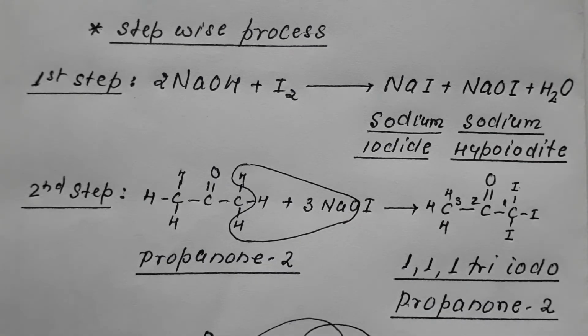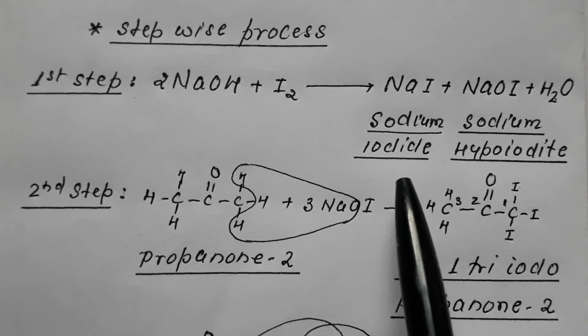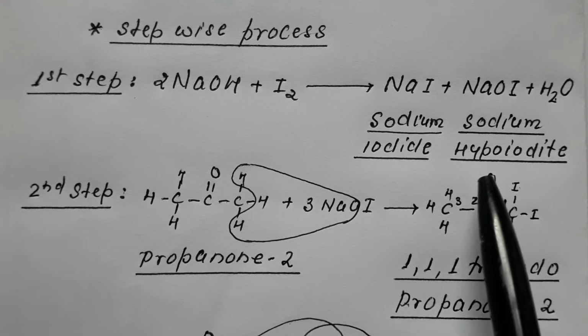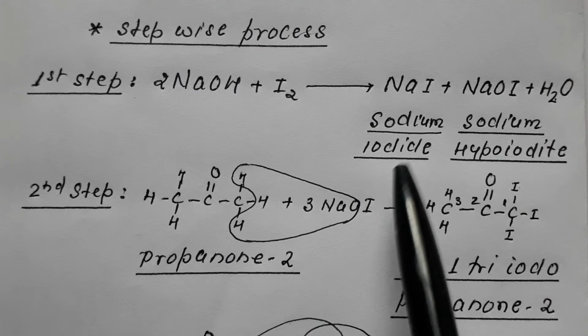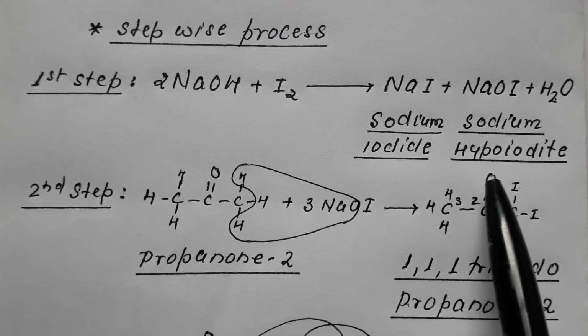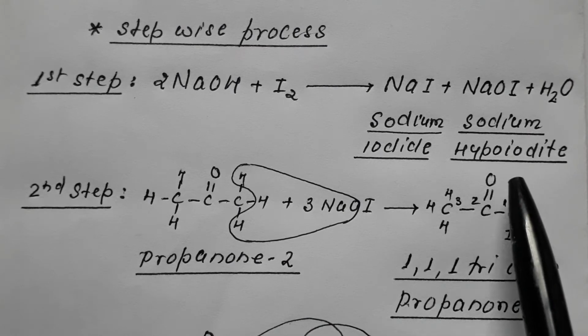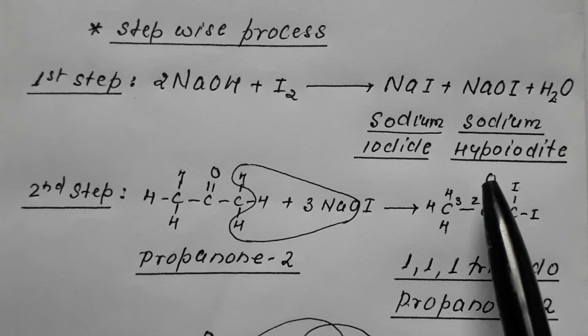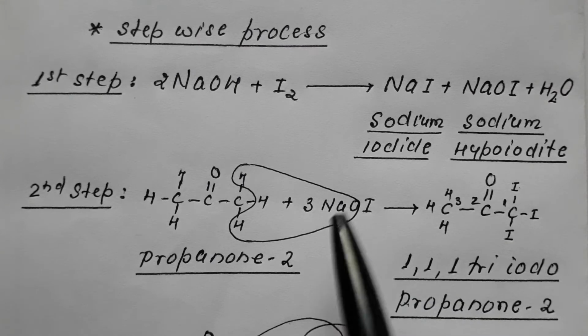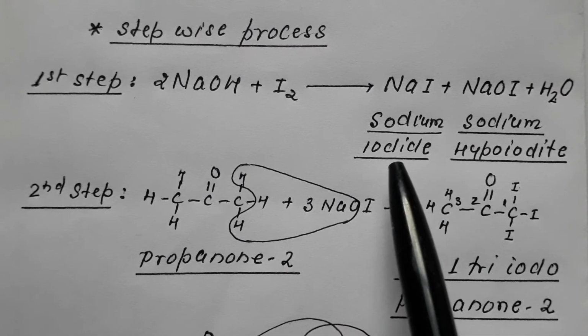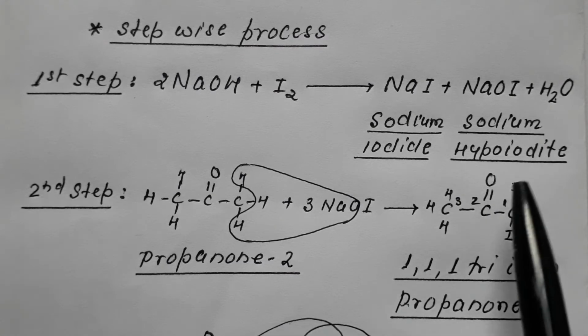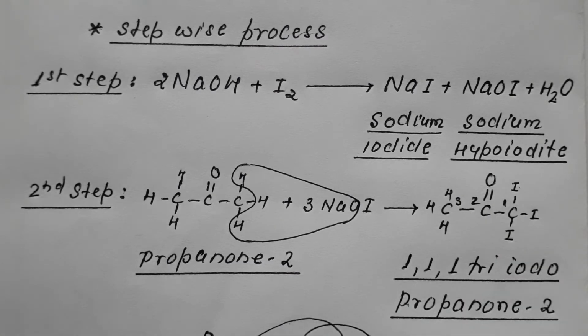So in the first step, it forms a mixture of sodium iodide and sodium hypoiodite. Remember, sodium hypoiodite is an oxidizing agent.